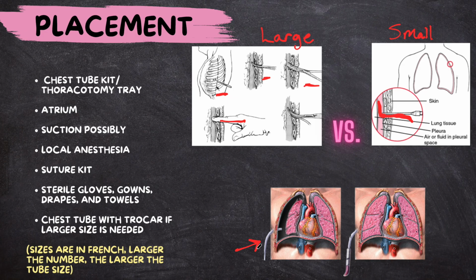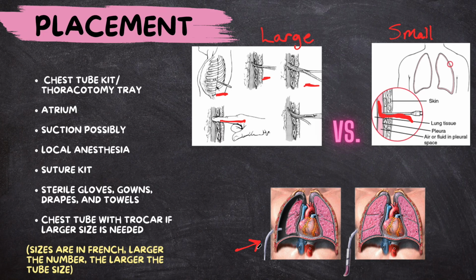And then you're going to need your atrium or your collection set up. Suction, if you're going to be doing it to suction. Anesthesia, lidocaine, stuff like that. They'll let you know what you need. Some of the kits come with it already, but if they don't, they'll say, hey, I need X amount of lidocaine, and we're going to numb that place. You'll need a suture kit for the end, and then you'll need sterile gloves, gowns, drapes, towels.